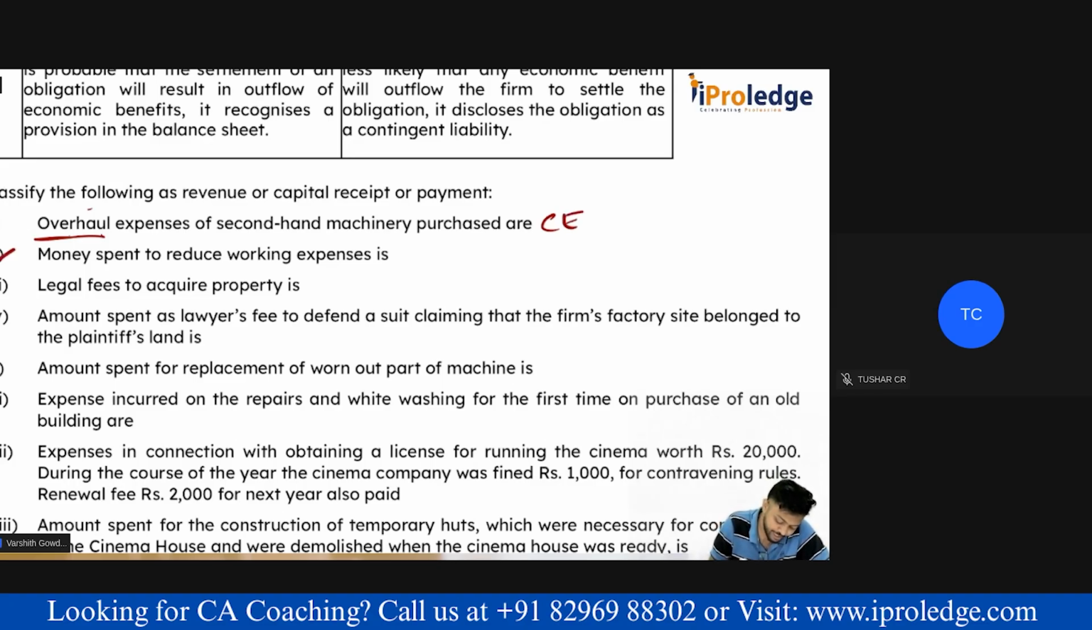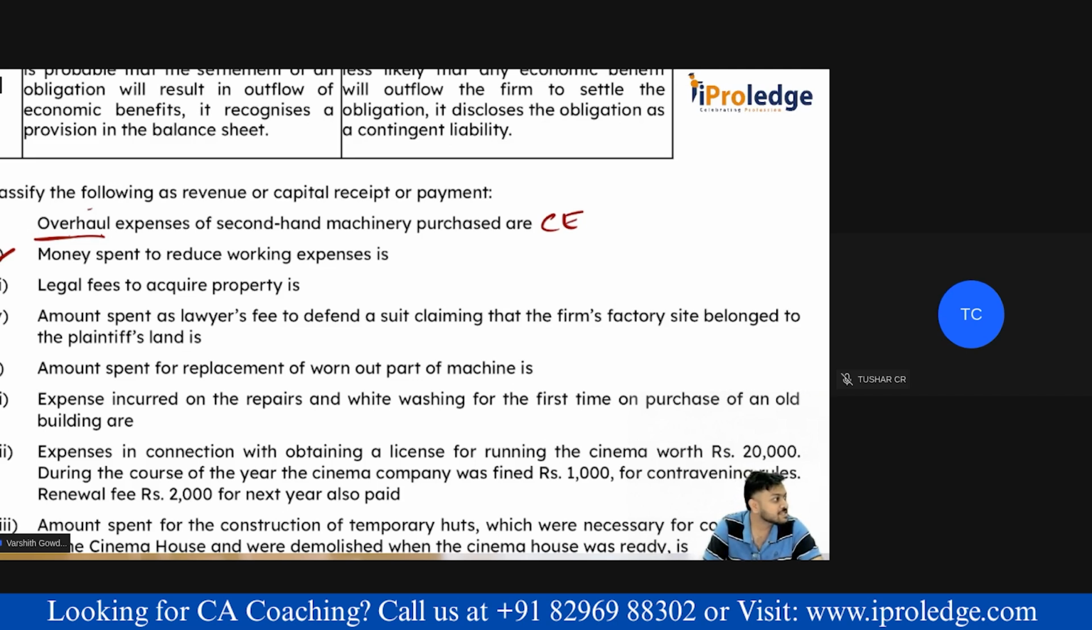Next, money spent to reduce working expenses. Working expense, what you can understand is normal expense, operating expense, like rent or something. You have invested some money on some technology. Example is, you have invested money on some technology for electricity, because of which your electricity expenses dropped. It was 10,000 every month. Because of this technology that you have installed, it became 2,000 rupees. Solar. Okay. Now tell me, capex or revenue? Why?